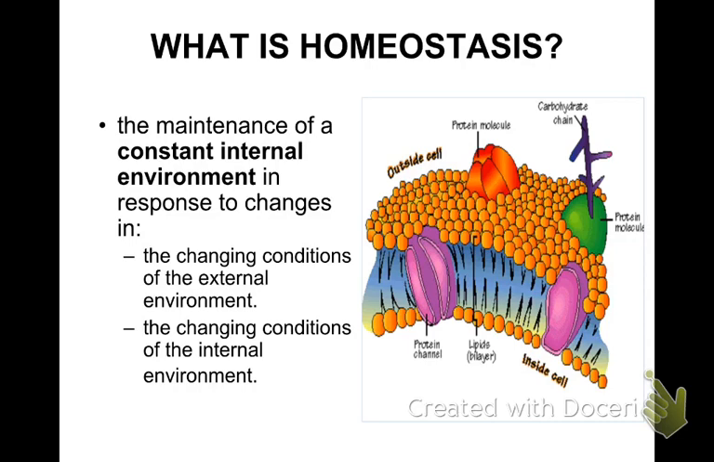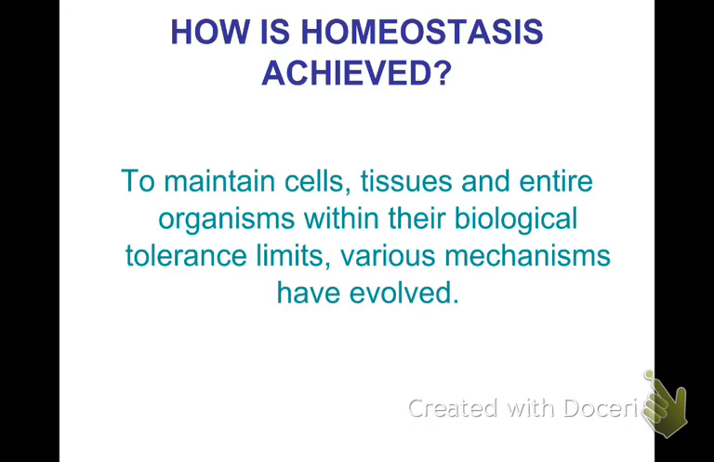All right, so how is homeostasis achieved? So to maintain cells, tissues, and entire organisms within their biological tolerance limits, there are several different mechanisms that have evolved that we're going to talk about, okay? Biological tolerance limits means within your ability to live, okay? If we just fly you to the moon and kick you out of the spaceship, that is outside of your biological tolerance limit, homeostasis will stop and you will die.